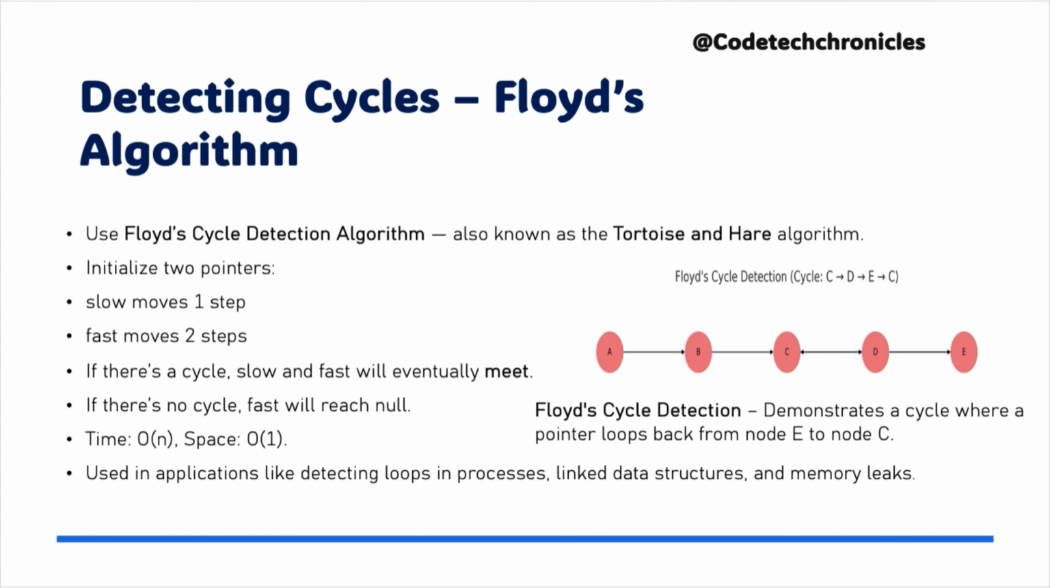Finding the start of the cycle. Bonus tip. If you want to find where the cycle starts, do this after detecting the loop. Keep one pointer at the meeting point, move another pointer from the head of the list, and move both pointers one step at a time. The node where they meet is the start of the cycle. How cool is that? Elegant and efficient.